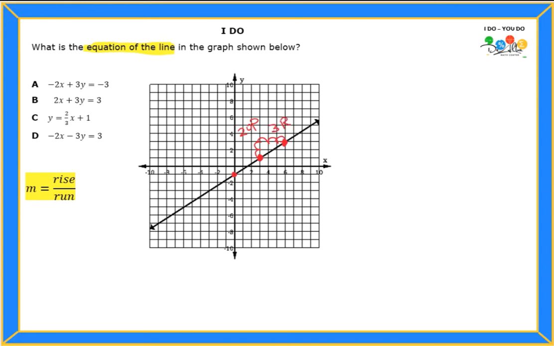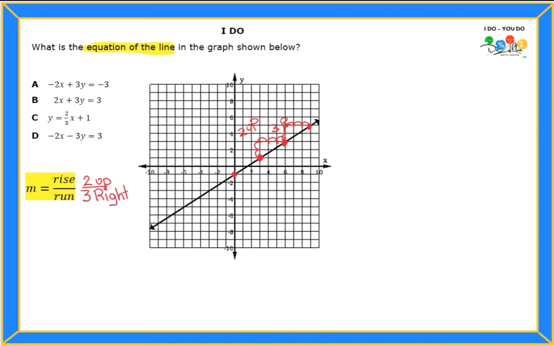So let's continue. What if I want to continue doing the 2 up and 3 to the right? From there, I'm going to go 2 up and 3 to the right. That's 1, that's 2, and this is 3. And yes, I can see another point on the line. So I think my rise over run is pretty solid, right? So the rise is 2 up and 3 to the right.